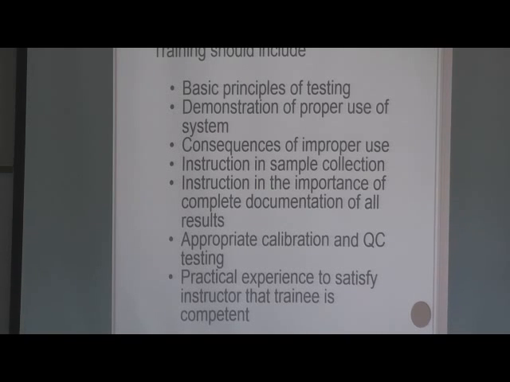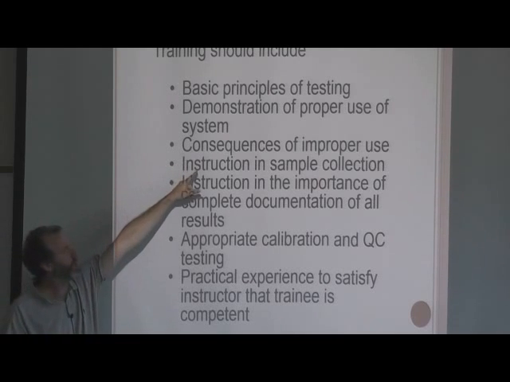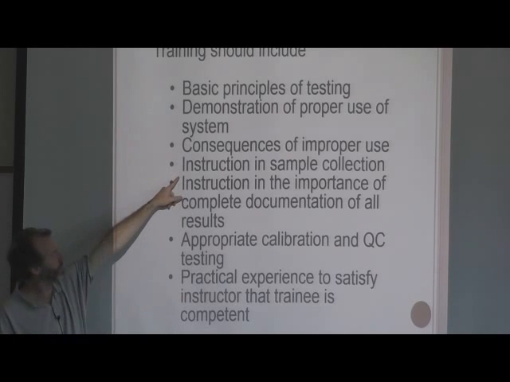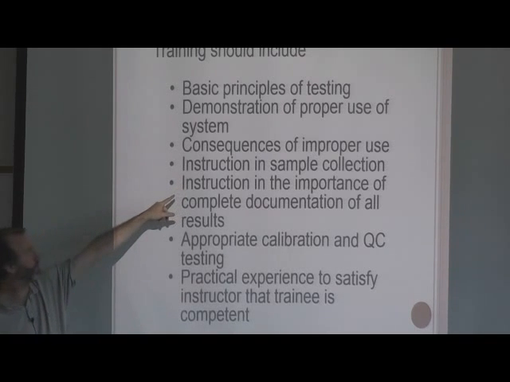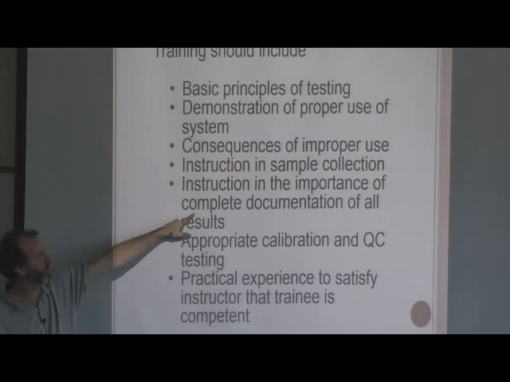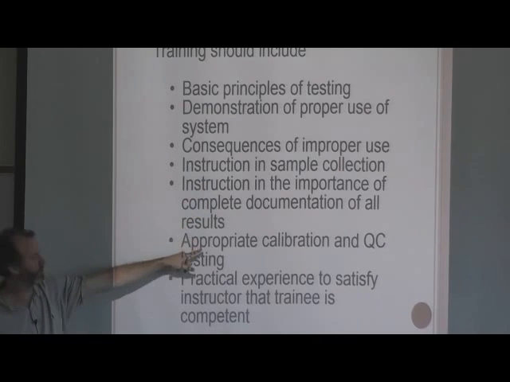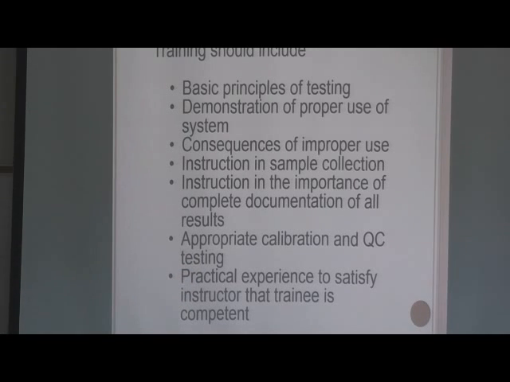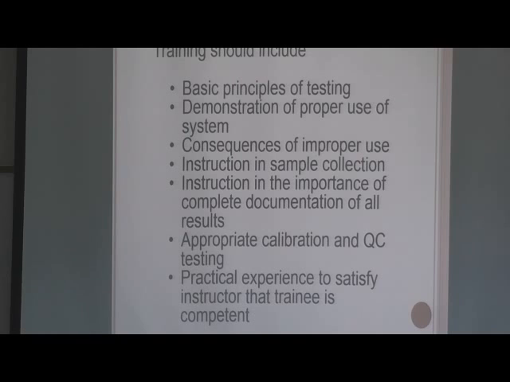Training should include basic principles of testing, demonstration of proper use of the system, and consequences of improper use, so you can give examples of what happens when you do something wrong and how that's bad and how to identify when you've done something wrong. Instructions for sample collection, the importance of complete documentation of all results, appropriate calibration and QC testing, and practical experience to satisfy the instructor that the trainee is competent.